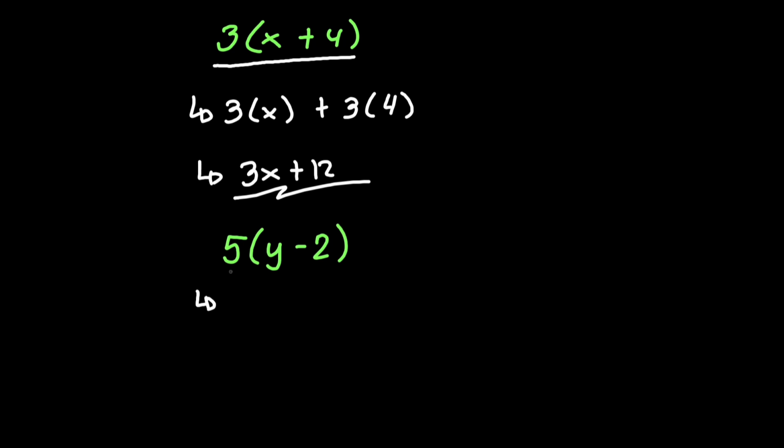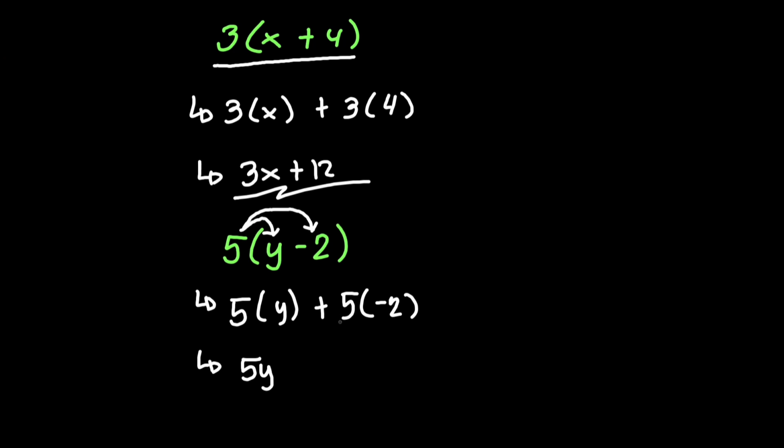For this problem, 5 multiplied by y minus 2. What you're going to do here is to distribute 5 multiplied by y and 5 multiplied by negative 2. That's what I did here earlier. And so it would be 5 multiplied by y plus 5 multiplied by negative 2 because it is negative 2 here. And so multiply this one by one, you will get 5 multiplied by y would be 5y. 5 multiplied by negative 2 would be negative 10.